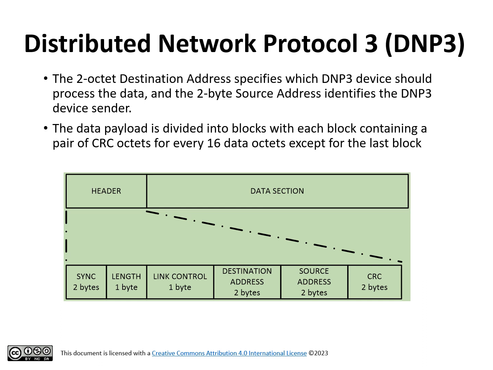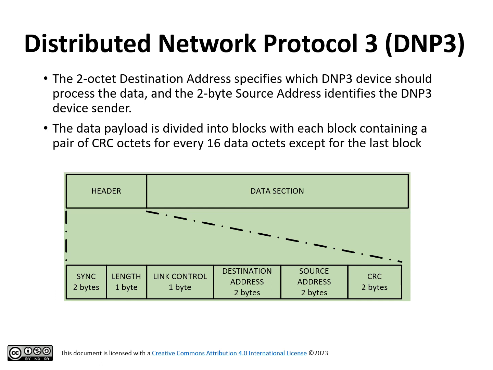The 2-octet destination address specifies which DNP3 device should process the data, and the 2-byte source address identifies the DNP3 device sender. With the 2-byte addressing scheme, there are over 65,500 available addresses, in which every DNP3 device is required to have a unique address for sending and receiving messages to and from each other. 3 destination addresses are reserved for DNP3 as broadcast addresses.